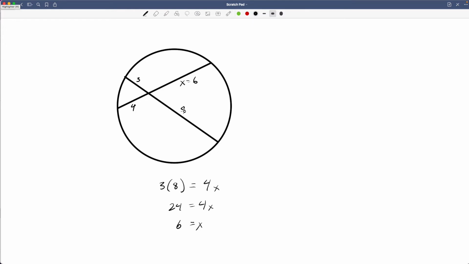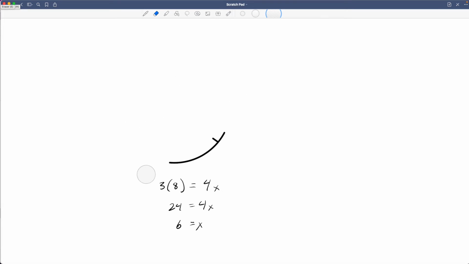You've got to be given 3 in order to find the one unknown, just like any other equation. You can't solve for 2 unknowns unless you have some type of substitution or elimination process that you can use. So you have to be given more information. But when you just have these 4 things, you can only have one of them that's unknown. All right, so that's how you find an unknown chord length or chord segment length.